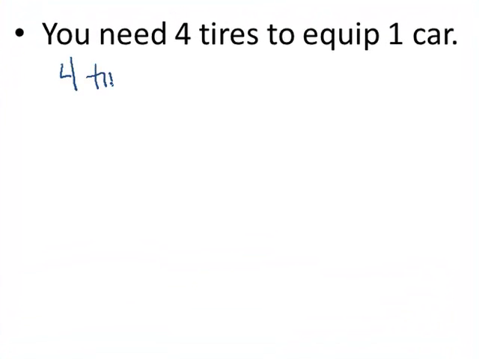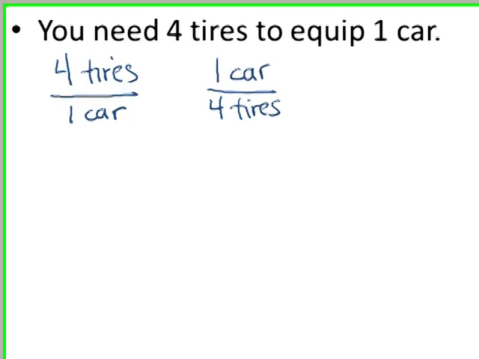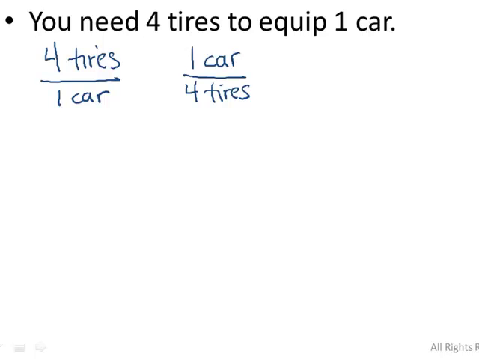4 tires over 1 car. Or it's completely correct to reverse this and write it the other way. 1 car per 4 tires. Notice that in each one of these cases we have a numerator, that's the thing on top, and a denominator, which is the thing on the bottom of the fraction. Now this is obviously not real technical, but you're going to use the same type of format when we do deal with more mathematical conversions.